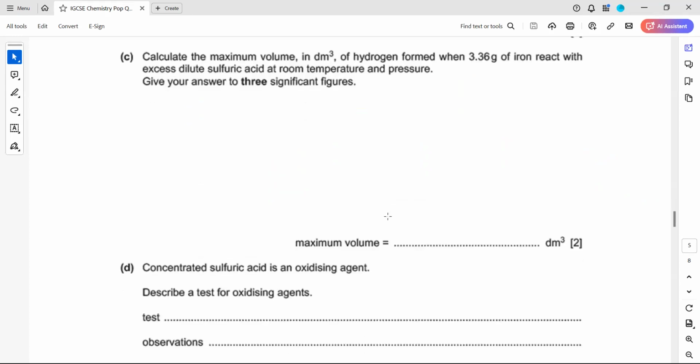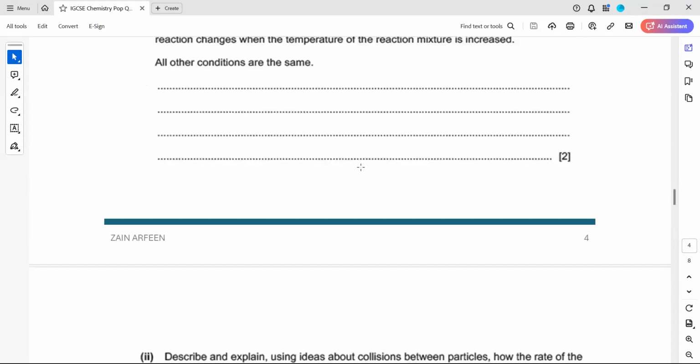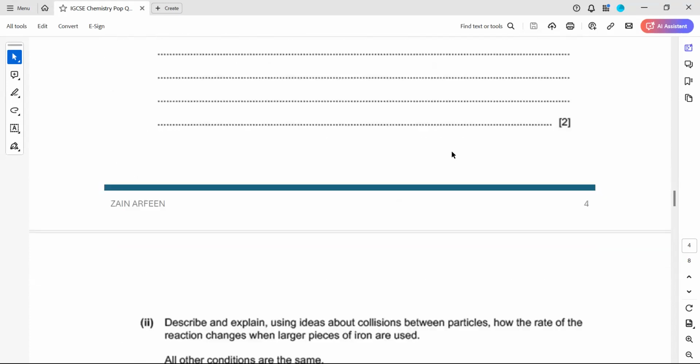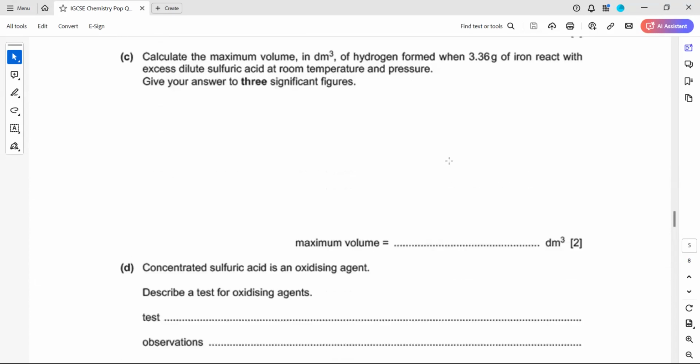Calculate the maximum volume in decimeter cube of hydrogen, which is formed from 3.36 grams of iron reacting with an excess of sulfuric acid. So what we have to do, see the equation, the ratio is 1:1. It is 2 marks. First we'll find the moles of iron.